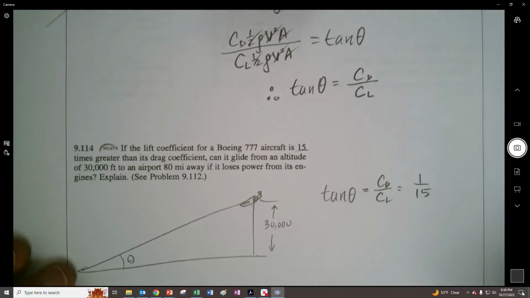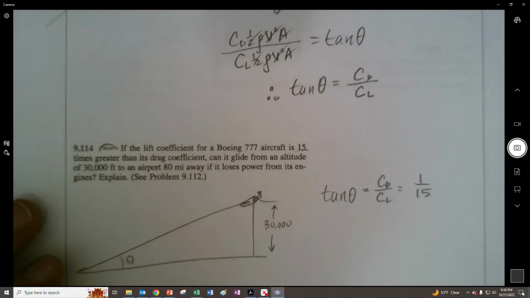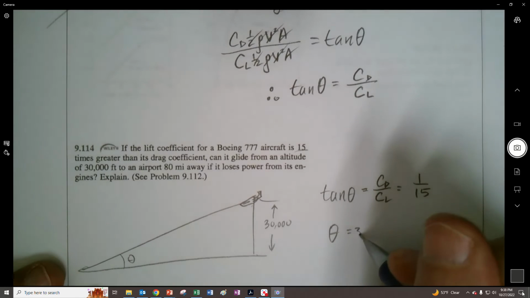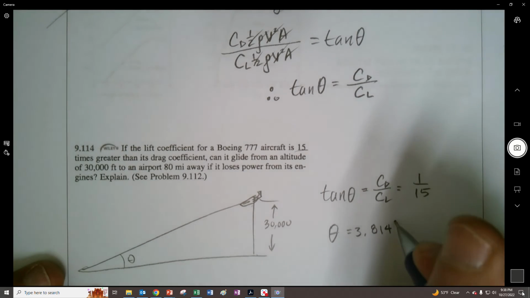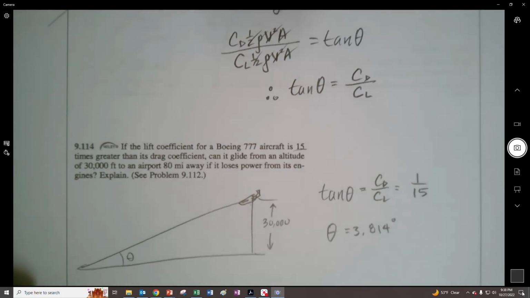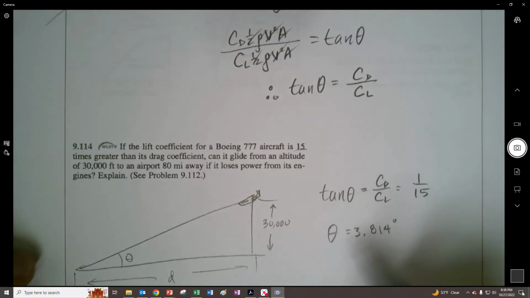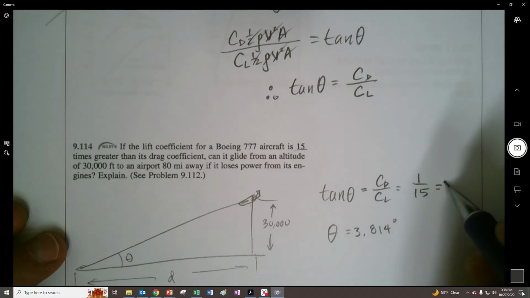I can find this angle if I wanted to. I'm saying I can. I believe I can. Let's take 1/15 and take the arctan of that. Yeah. So let's say that's like a 3.81. In case we wanted to know, that's the angle of descent of the thing. But because of similar triangles or that sort of thing, we can instead see that this is also going to be equal to 30,000 divided by d, right?